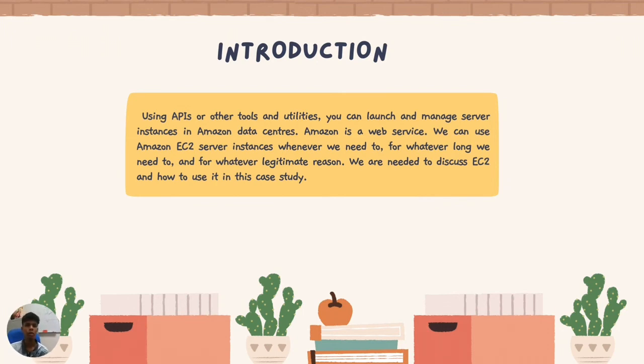Introduction. Using APIs or other tools and utilities, you can launch and manage server instances in Amazon data centers. Amazon is a web service. We can use Amazon EC2 server instances whenever we need to, for however long we need to, and for whatever legitimate reasons. We are needed to discuss EC2 and how to use it in this case study.